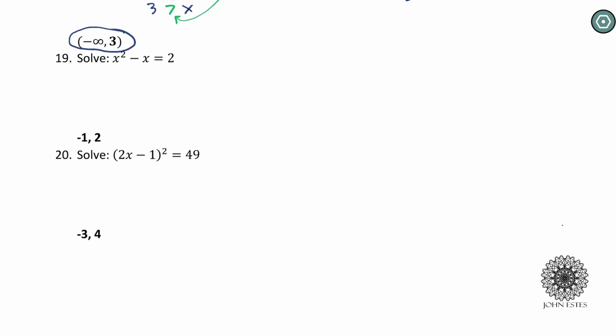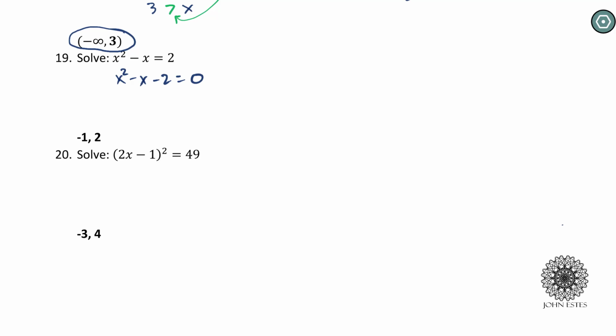Number 19, here I want to solve the quadratic equation x squared minus x equals 2. Quadratic equations work differently from linear equations. This time I want to get 0 on one side, and so I move everything over. And for this, the first thing you should try is factoring.